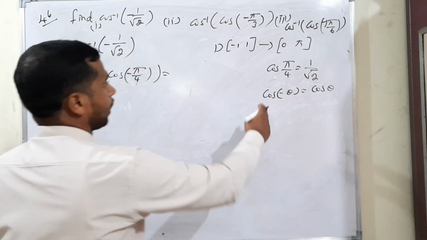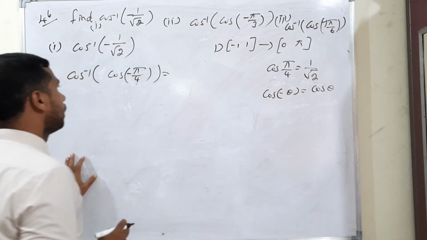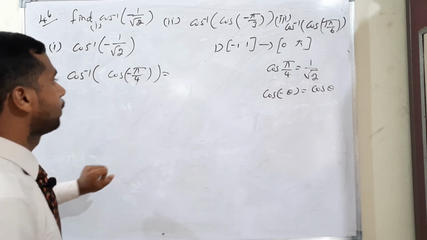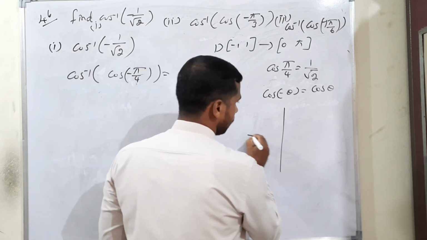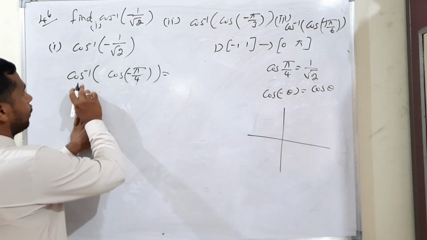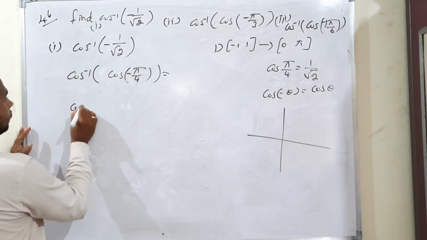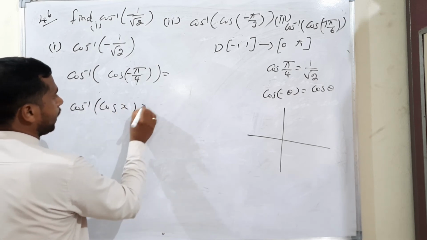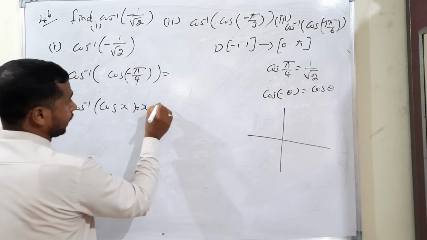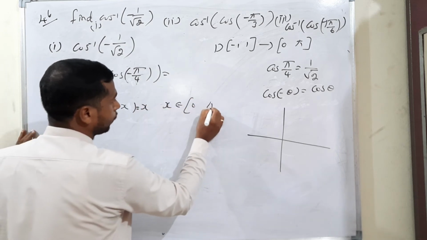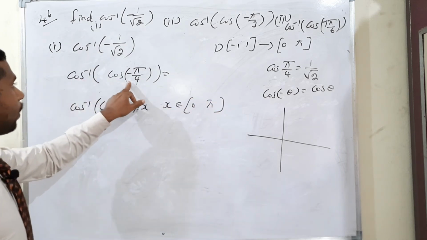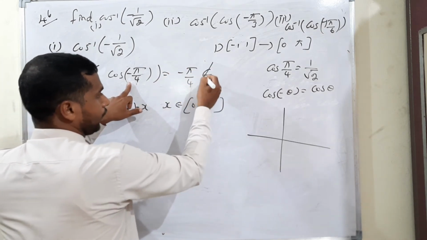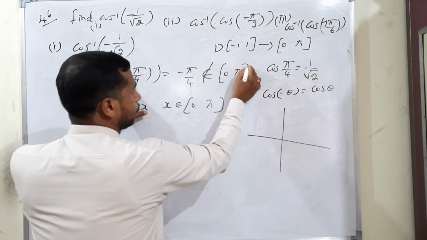So we can say cos of minus theta is equal to positive cos theta. But here we have cos inverse of cos of minus pi by 4. Cos inverse of cos x is equal to x only when x belongs to 0 to pi. But here x is negative pi by 4, so definitely it does not belong to 0 to pi.